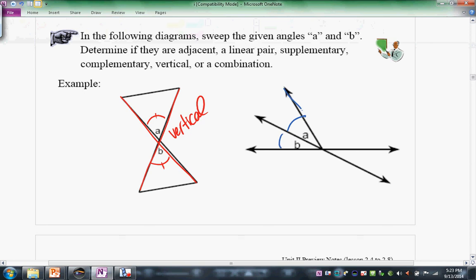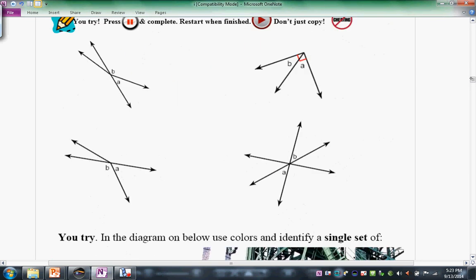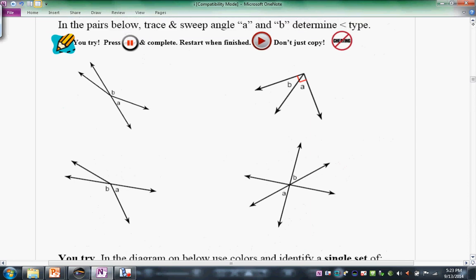Sweep A, sweep B, trace, trace. They share a spine, but they don't make a line, so they're not a linear pair. They don't add up to 90, and they're not adding up to 180. So these are just plain old adjacent and nothing else. Ready? Pause the video, do these four, turn the video back on, and check it out.